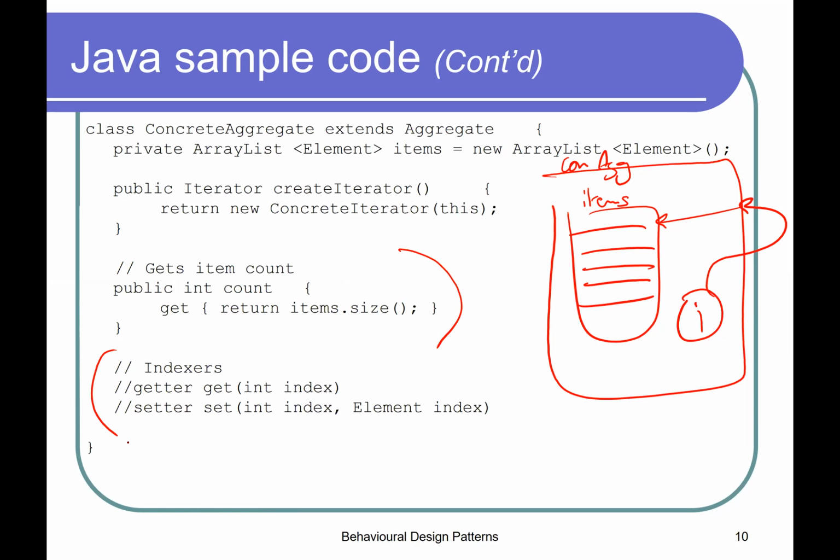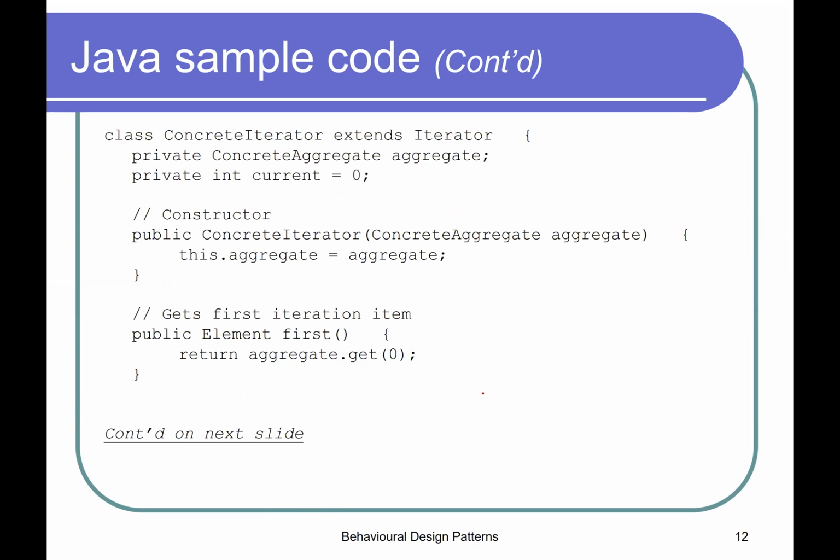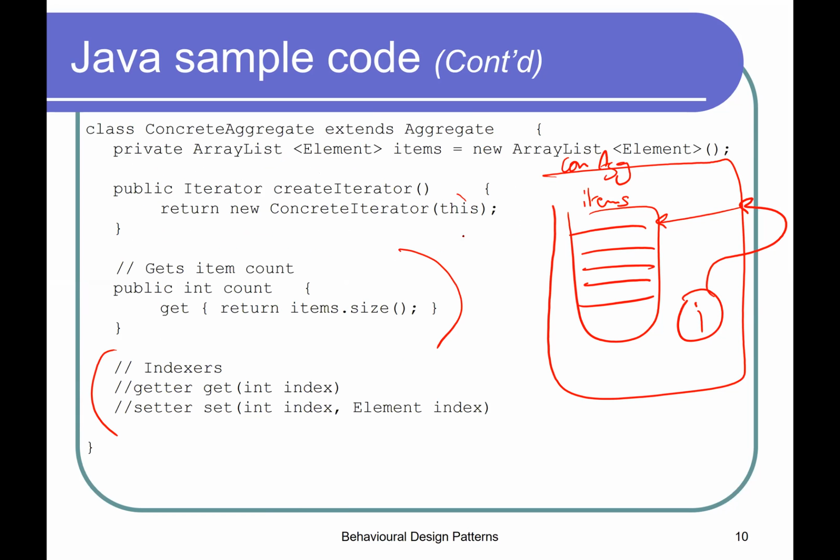Okay, we need to be able to get a reference to the aggregate to iterate through it. All right. Now I've got the general iterator class, with the 4 main functions that I have to have: first, next, is done, and current item. Okay, here's my concrete iterator. Now remember, 2 slides ago, we said we have to be giving this ourselves. The concrete aggregate is given itself as a reference to the concrete iterator that is actually creating itself.